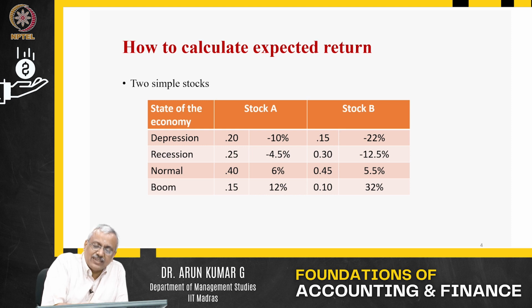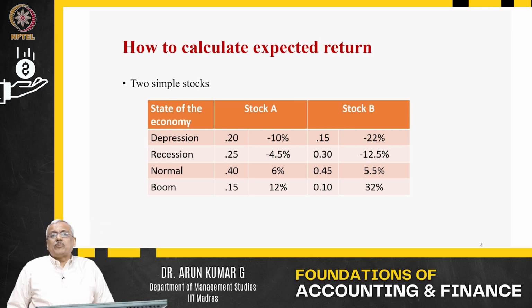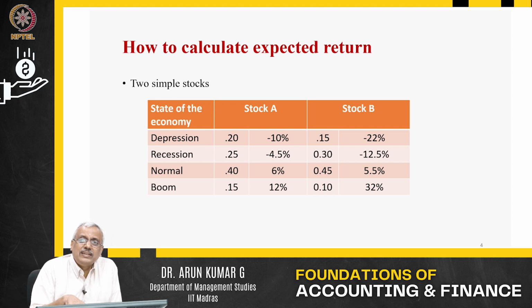And I look at recession. There is a 25% probability that there is recession for stock A. There is a 30% probability it will impact stock B. And what is the kind of return you see there, and what is the boom period? There is a 15% probability that there will be a boom period for stock A, and if it's a boom period, it will give me 12% return. There is a 10% probability that there's going to be a boom period for stock B, and if it's a boom period, it's going to give me 32% return.